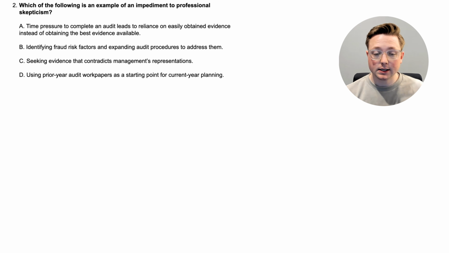Okay, is it A, time pressure to complete an audit leads to reliance on easily obtained evidence instead of obtaining the best evidence available? Is it B, identifying fraud risk factors and expanding audit procedures to address them? Is it C, seeking evidence that contradicts management's representations? Or is it D, using prior year audit work papers as a starting point for current year planning? Again, which one of these is something that impedes professional skepticism? Based on reading through this, you probably have an idea. Let's go ahead and look at the answer together to learn a little bit about impediments to professional skepticism.